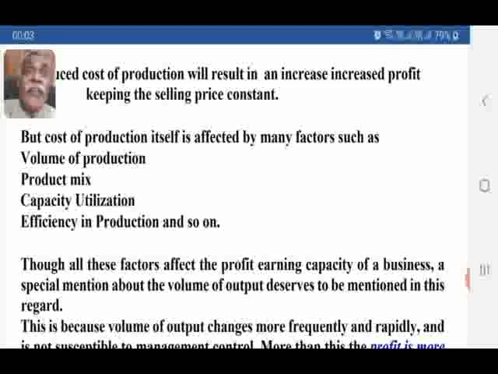Again, the cost of production itself is affected by many factors. That is volume of production, product mix, capacity utilization, whether you are properly, efficiently and effectively utilizing the capacity or not, efficiency in production. So these factors affect the cost of production.